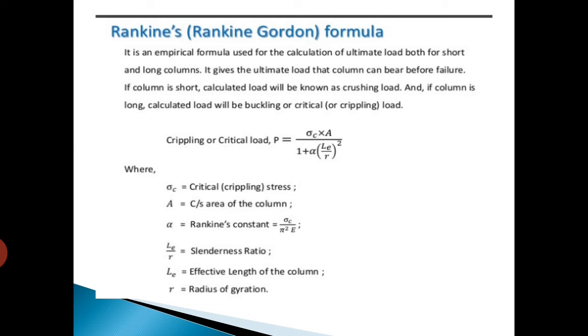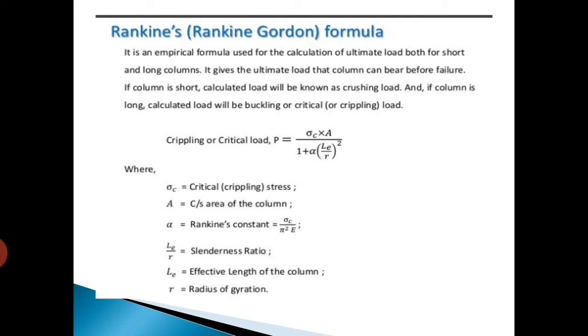We will see the next point, Rankine's formula. It is an empirical formula used for the calculation of ultimate load for both short and long columns. It gives the ultimate load that a column can bear before failure. If the column is short, the calculated load is known as crushing load, and if the column is long, the calculated load is the buckling or critical or crippling load.